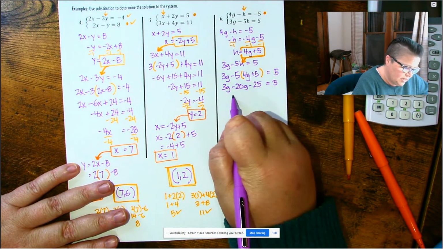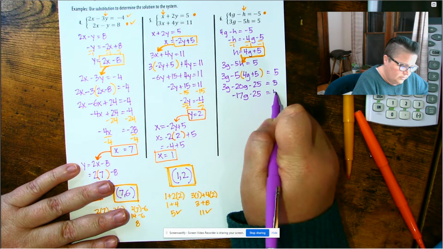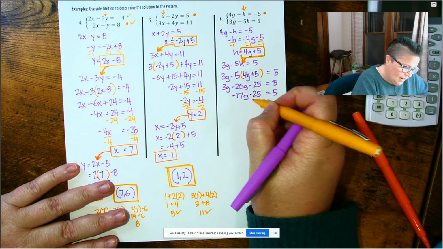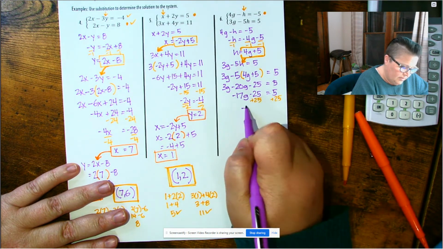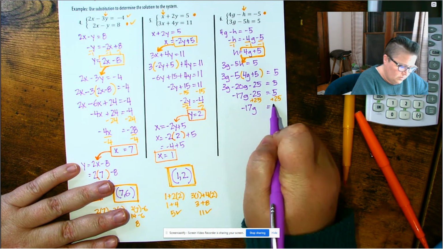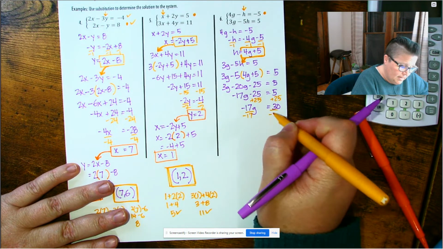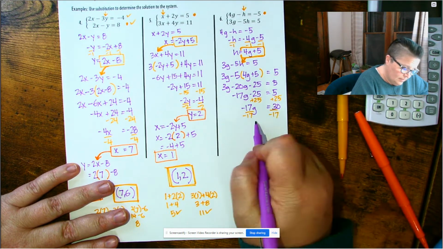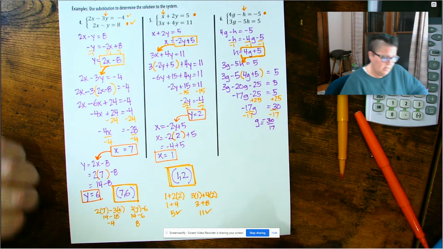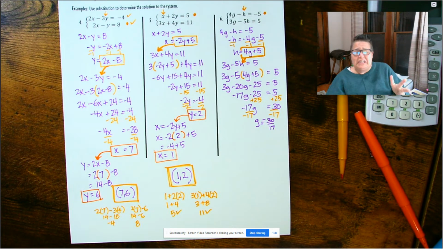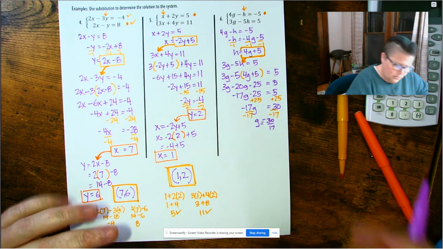3g minus 20g is a negative 17g minus 25 equals 5. Now I'm going to add 25 to both sides. And I have a negative 17g is equal to 30. Oh, this is ugly. Divide by a negative 17. g is 30 over 17, and that's going to be negative. Oh, that's ugly. That's not a pretty number. But this is where substitution works.